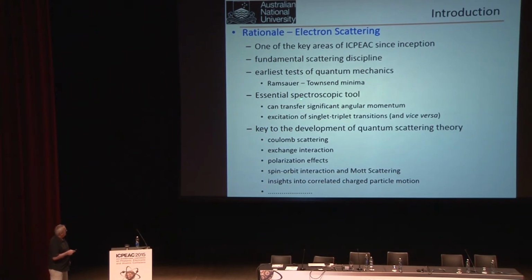Electrons are a really essential spectroscopic tool, in particular if you want to look at excitation which involves spin exchange, so singlet to triplet transitions from ground state singlet atoms, or vice versa if you have a ground state atom or molecule. And really, these experimental activities have been a key to the development of quantum scattering theory. And part of what I'll talk about today is some of those key developments in the last 20 years or so.